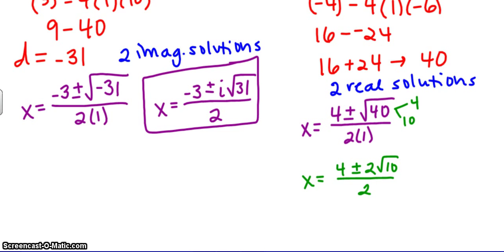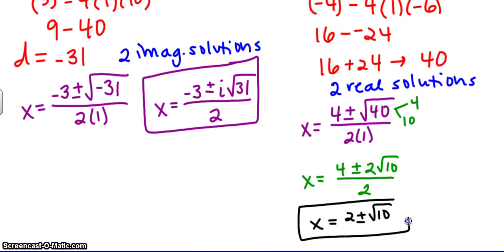Each one of these things has a 2 in common, so we can say x equals 2 plus or minus the square root of 10. Okay, because again, 4 divided by 2 is 2, 2 divided by 2 is 1, 2 divided by 2 is 1, and we're all good. 2 real solutions.